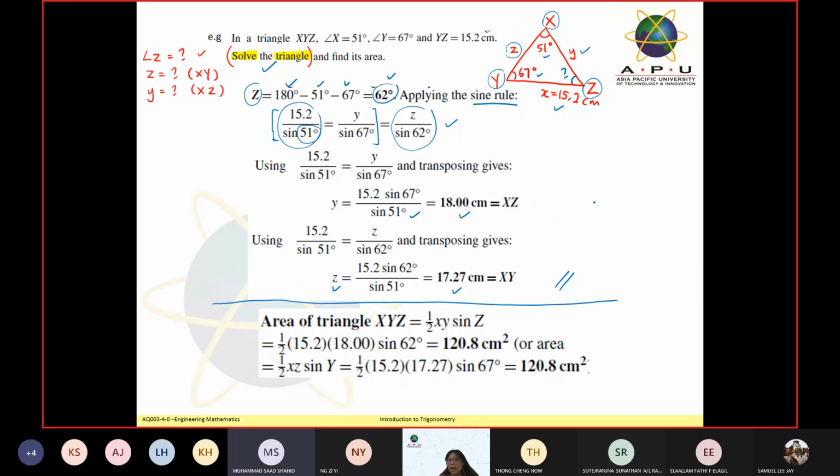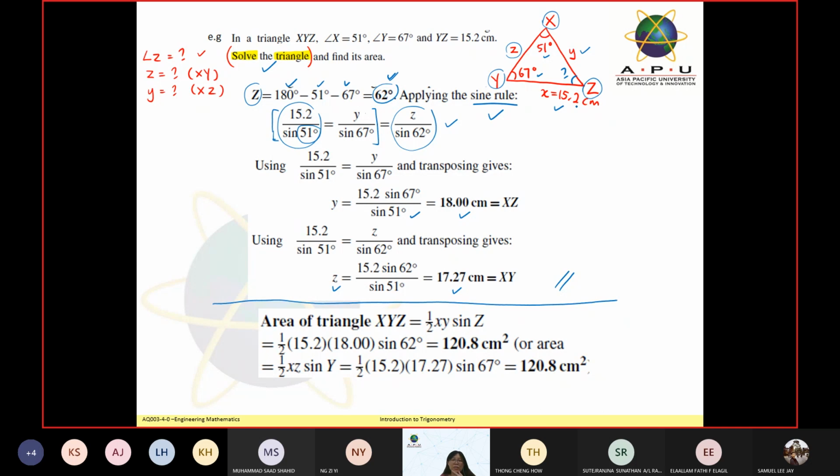Yes, ma'am. For me, to solve, we have two rules to use. If both rules can be used, then I will prefer to use the sine rule because it's easier to solve. Okay, so can this question be solved using the cosine rule? By looking at the angles, we can solve by taking 180 minus 51 minus 7.